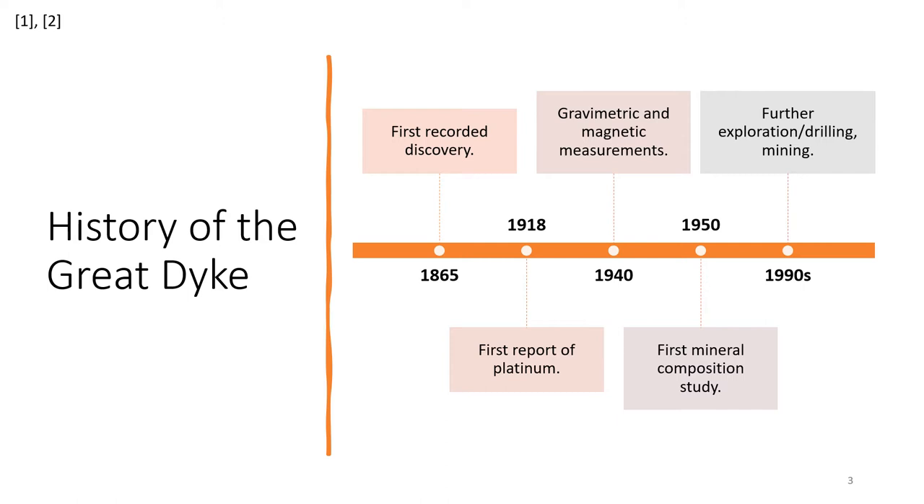And as you can see, in the following decades, there were more magnetic, gravity, and mineral composition studies. And this eventually led to exploration, drilling, and mining in 1993. And this is because it was found to be rich in minerals, including chromite, platinum group element sulfides, and nickel.